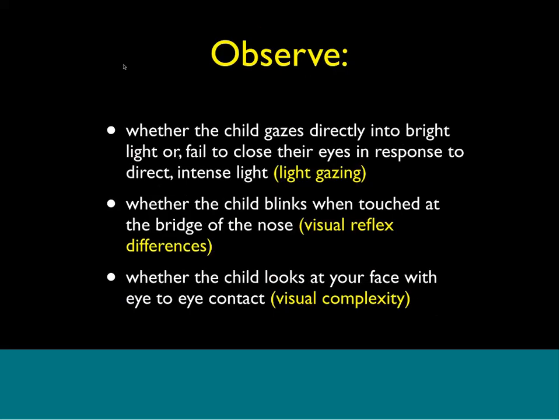Then there are 3 things we observe: whether the child gazes directly into bright light, whether they blink when touching the bridge of the nose, and whether they look at a human face with eye-to-eye contact. And you can see the characteristics of CVI that accompany those behaviors. So it's a very short thing to do. We're doing it at our hospital. We just finished our data collection, and Dartmouth Hospital is also doing it in New Hampshire.